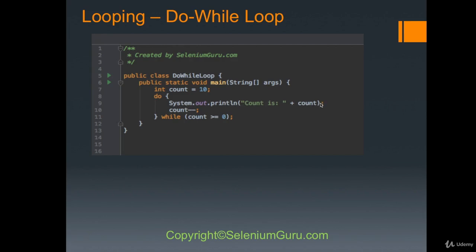System.out.println count is, then count minus minus. So just like the while loop, but instead of while first, I've got this do here. So actually it's going to do this first. It's going to run this code inside the do.